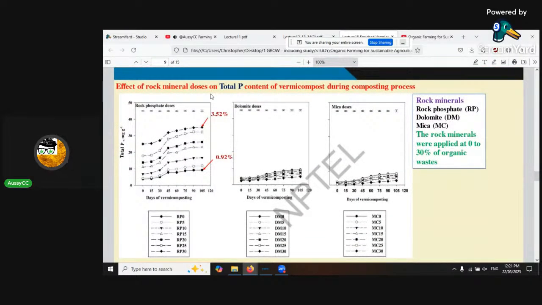Effect of rock minerals, TOSAs, on total phosphorus content in vermicompost during the composting process. This might be a bit of your question, Genetic Memory Farms. So days of vermicomposting is on the x-axis. Y is the phosphorus amount in milligrams per gram.